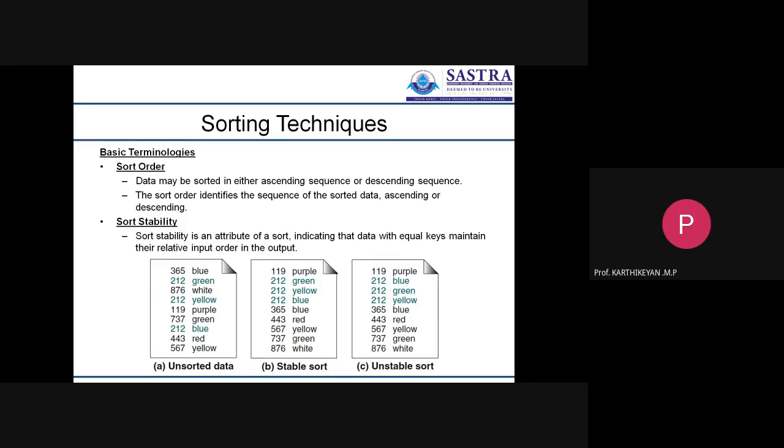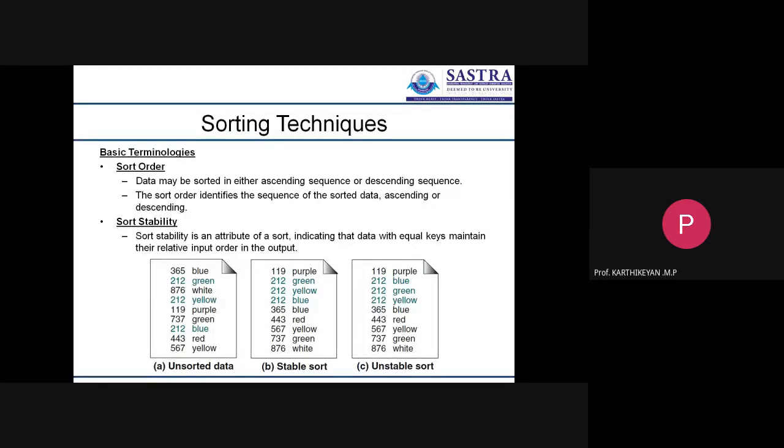Suppose in the data we have, if the key value is a duplicate, or more than one key has the same value, then the output data is arranged in the same order as the input data we gave, or it is changed. That is what sort stability is. If it is not changed, it is stable; otherwise it is not stable.